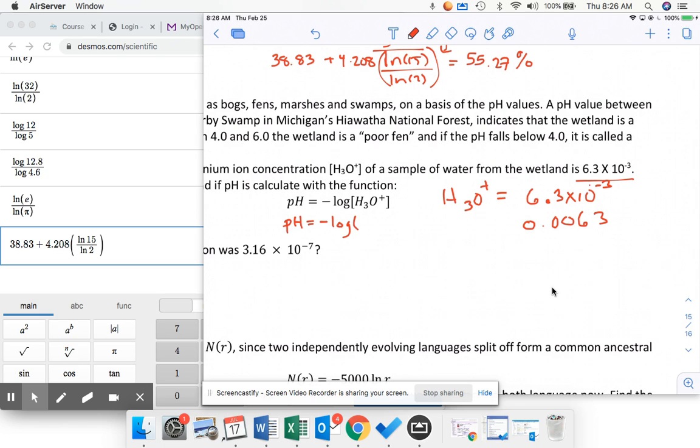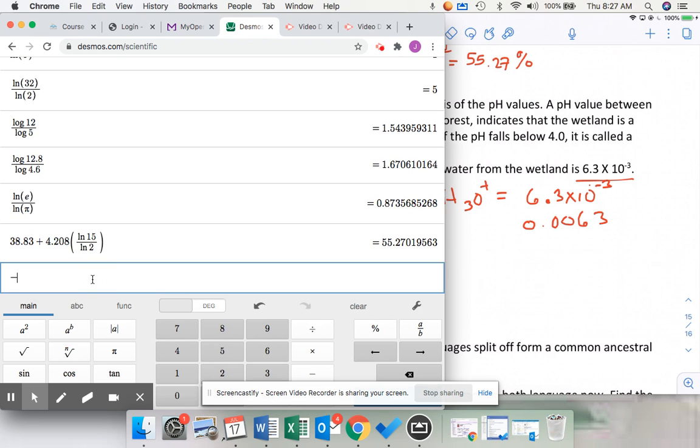Negative log of 0.0063. Don't worry about the brackets. A lot of times we use brackets to distinguish between parentheses and brackets for a domain and range, but in this case, this is just science using a bracket to be very formalized about it. So we're just going to go ahead and plug that calculation in. Now remember, there isn't such a thing as a negative log, so this is really negative 1 times log.